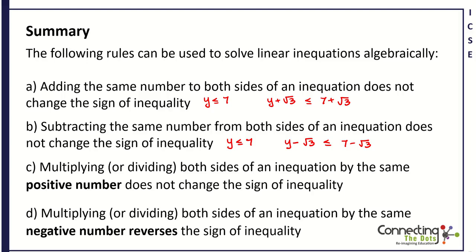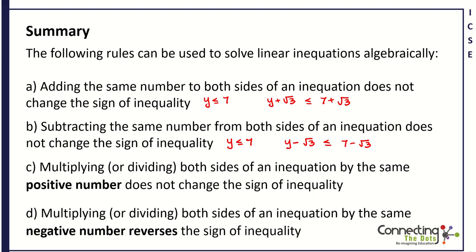Now multiplying or dividing both sides of the inequation by the same positive number does not change the sign of inequality. What does that mean? If x is greater than or equal to minus 3, I can multiply both sides by positive 4, and this is what we get. I have multiplied both sides by plus 4, and the same applies for division as well, if both sides of the inequation are divided by the same positive number.